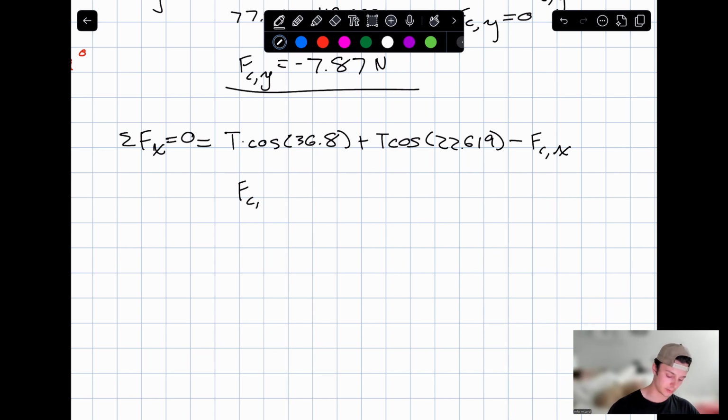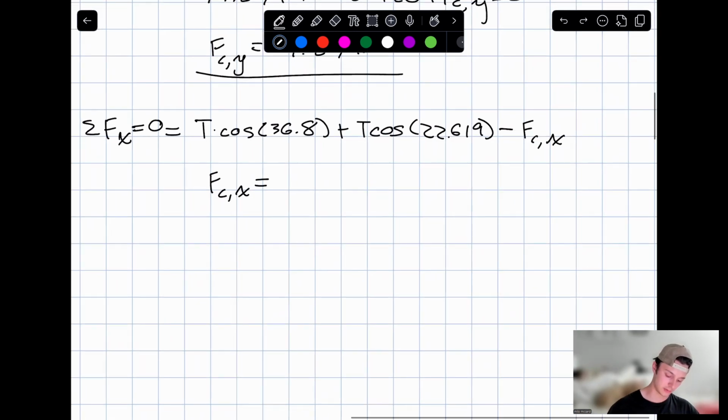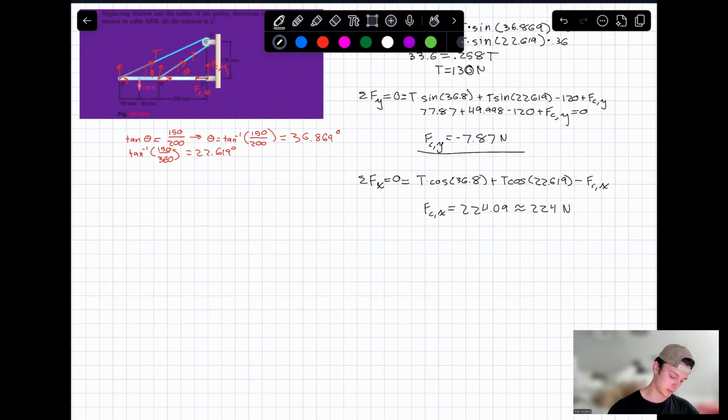But again, if we do a little bit of rearranging, we say F at C in the x direction equals the sum of these after we multiply it out, and we apply 130 to equal T. We get the value of 224.09, which is just about equal to 224 newtons. And that's how you do this problem start to finish.